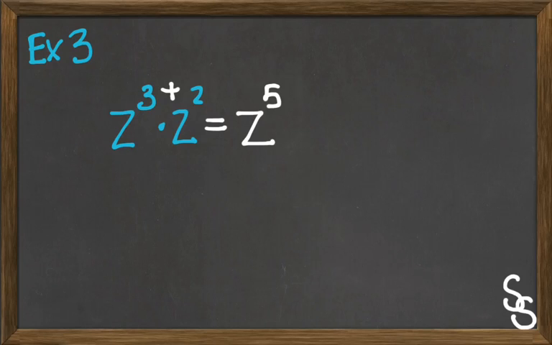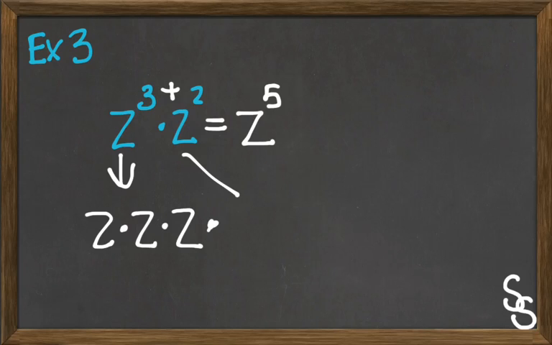I know that it's tempting to multiply those exponents, but don't do it, because remember, z to the 3rd power times z squared gives us 5 of them, not 6. So this is z to the 5th.